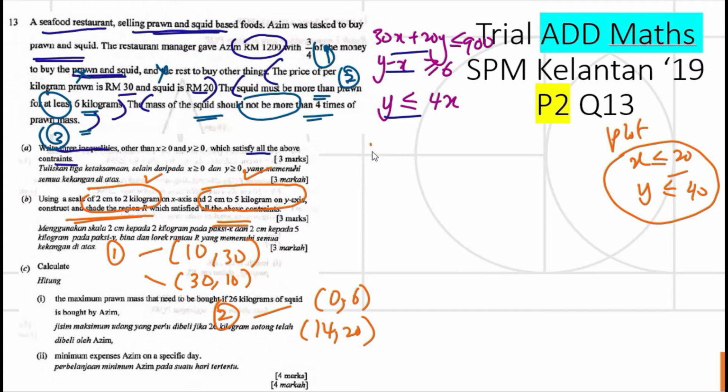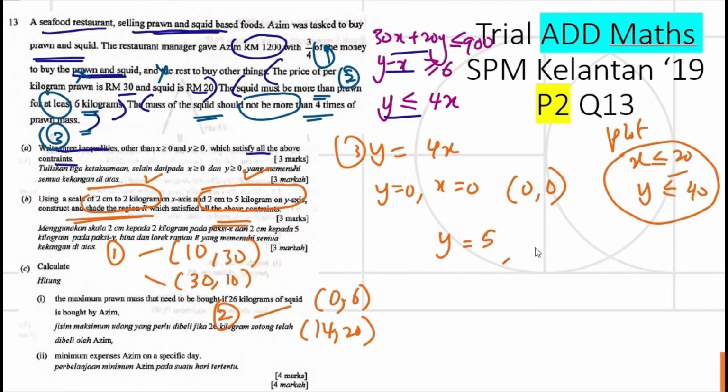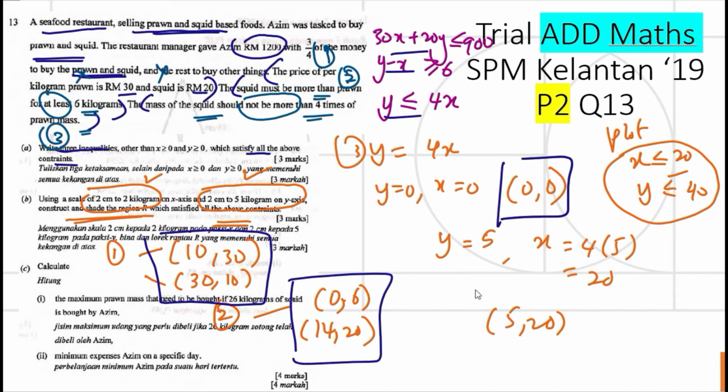So the third one, y is equal to 4x. When x is equal to 0, y is equal to 0. So this is the first point. For the second one, you can take any value of x and y, but make sure it is within range. We can see x largest can be 20. So for example, if x is equal to 5, y is equal to 4 times 5, which is 20, still within the range. So we have 5 and 20. Now we can plot as we have the points. So this is for the first line, this is for the second line, and this is for the third line.